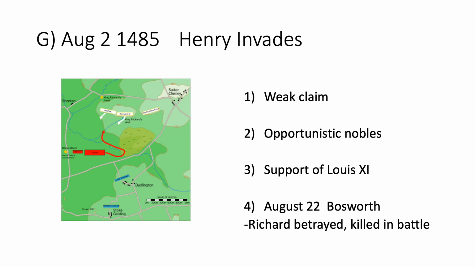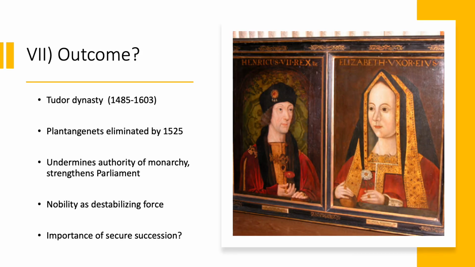And one of the forces that had been supporting Richard since his coronation has actually been in negotiations with Henry. He betrays Richard on the field of battle. When Richard sees that he's outnumbered, he tries to personally take down Henry. He is surrounded, he is pulled from his horse, and he is killed. So with the death of Richard, there really isn't a clear adult in a position to continue to claim the Yorkist throne. And so this allows Henry VII to march to London.